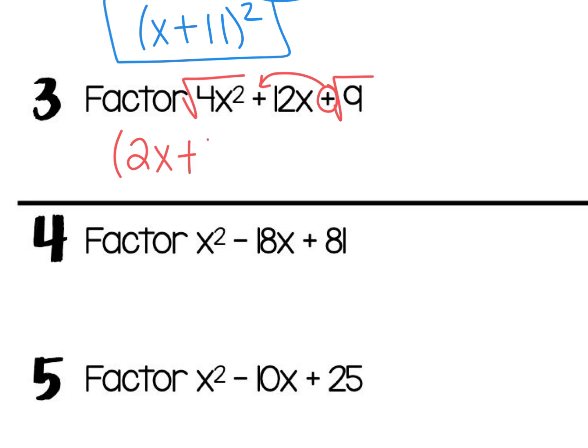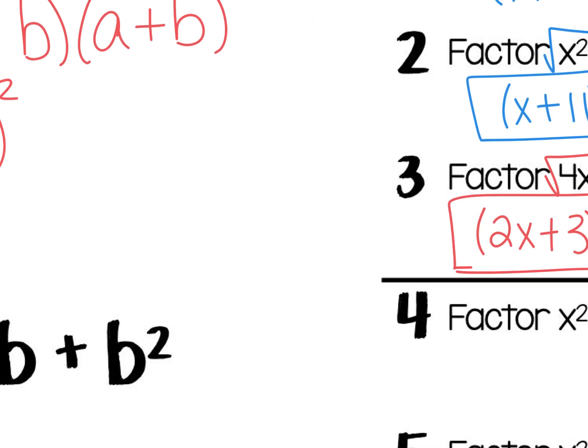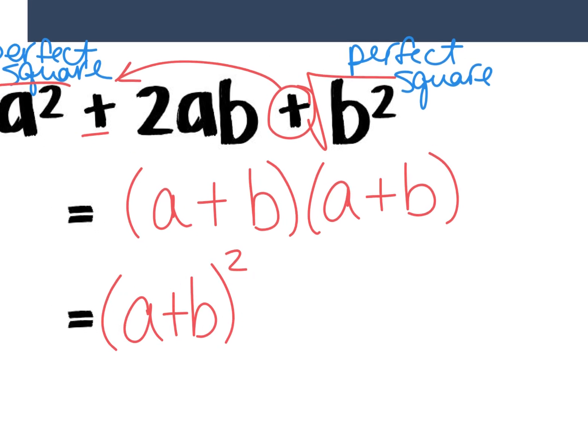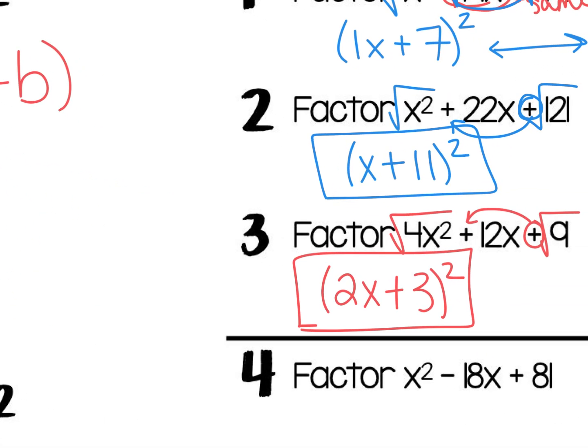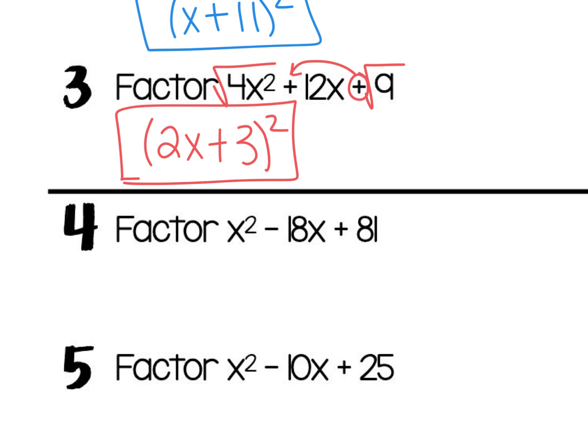What is the square root of 9? 3. 2x plus 3 quantity squared. So the middle number, if you look back at the pattern over here, it says 2 times a times b. So if I took my parts that I just got, I did 2x times 3 times 2, because it was a 2, and this is my a and this is my b. 2 times 2 is 4 times 3 is 12x. And that's how you get your middle.